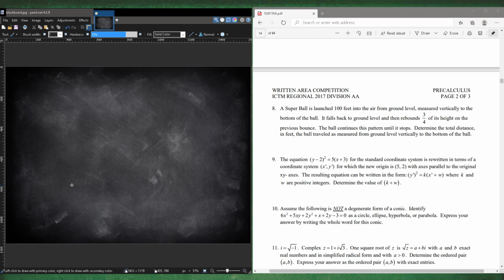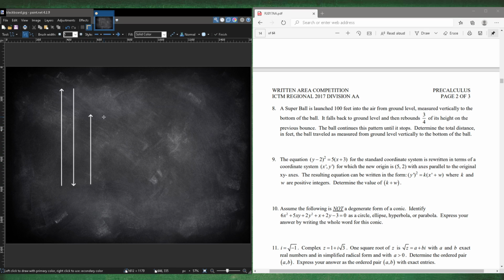Okay, so we have a ball that's launched 100 feet into the air. So we have something like this. And then it goes back that 100 feet down. And then when it goes down, it rebounds up 3/4 of its height. So it goes back up like this. And then falls back 3/4 of its height.